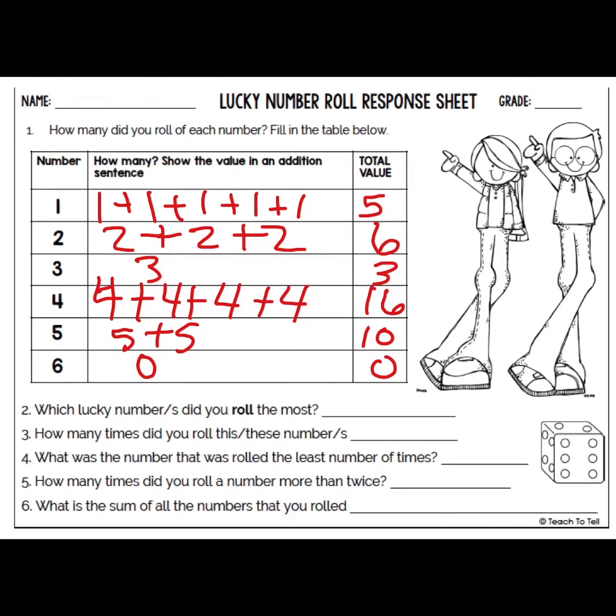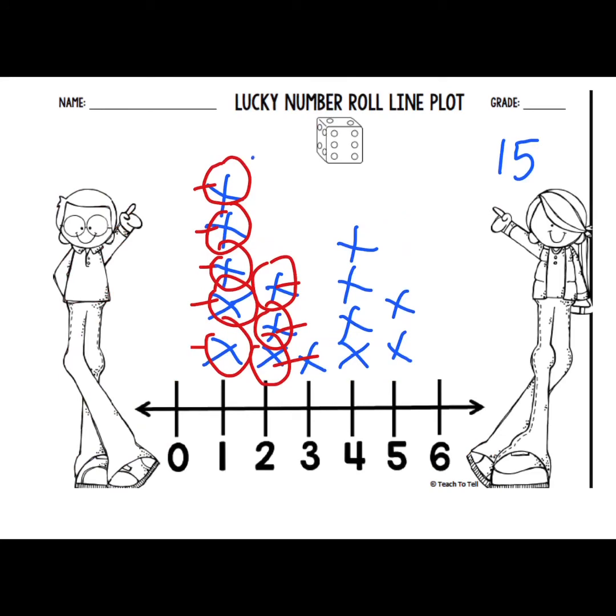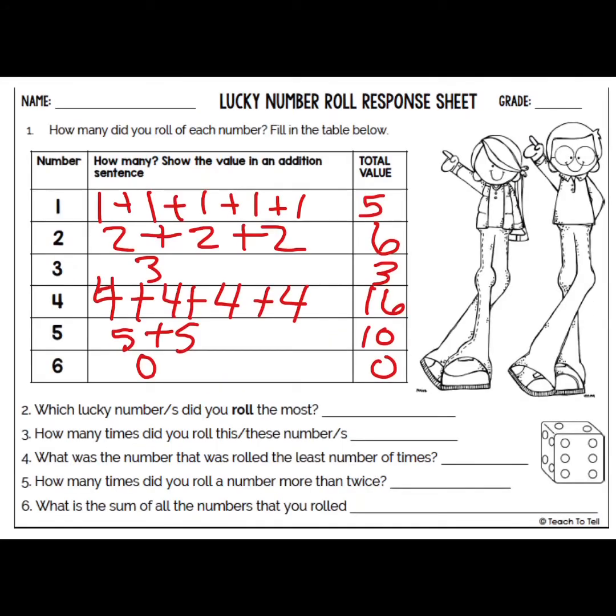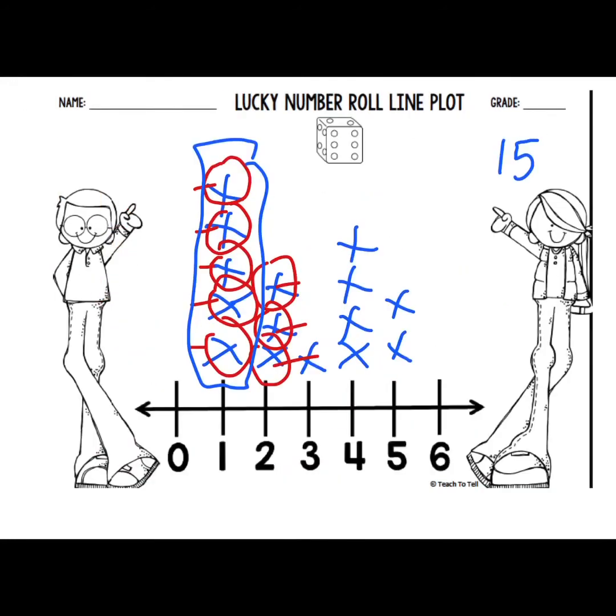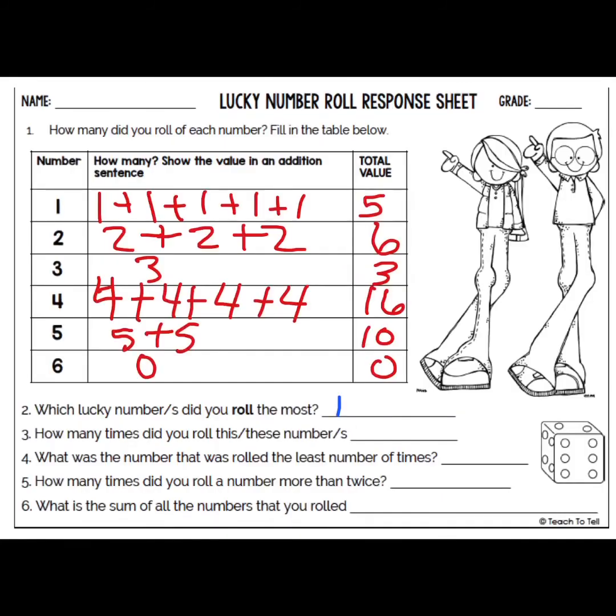Now it says, what lucky number did I roll the most? Well, if I look back at my chart, I rolled the number 1 the most times. So I'm going to put the number 1 here. How many times did I roll the number 1? Well, I rolled the number 1, 1, 2, 3, 4, 5 times. What number was rolled the least number of times? Well, the number 6 was rolled the least number of times because I didn't roll it at all.